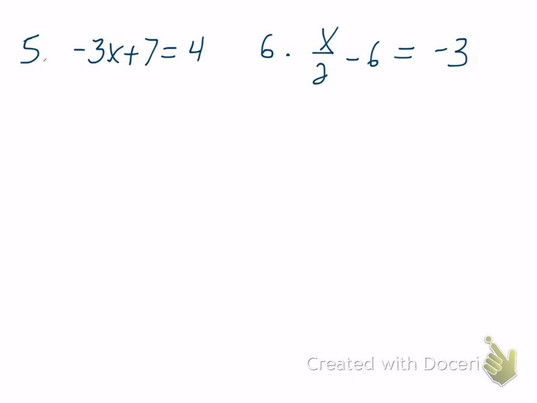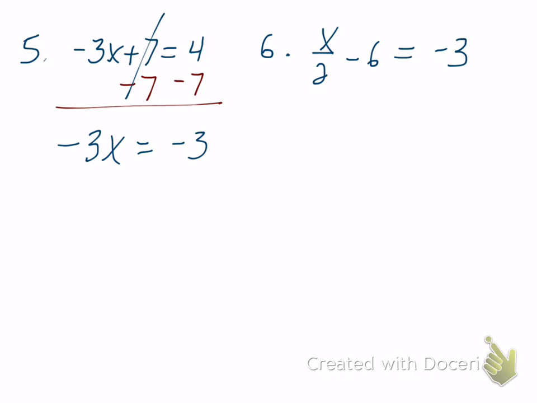Alright, so on number 5, you should have first subtracted 7 on both sides. So these will add up to 0. You're left with negative 3x equals negative 3. You can certainly see how important it is that you can work with integers on these. I hope you're able to do that without a calculator.